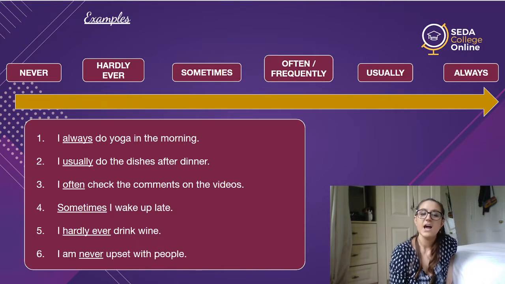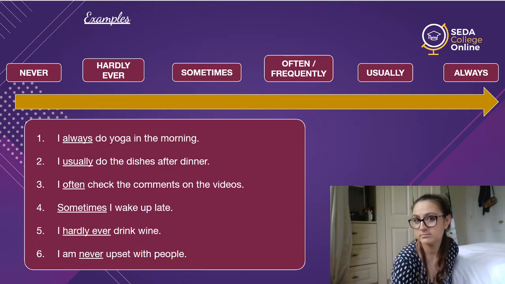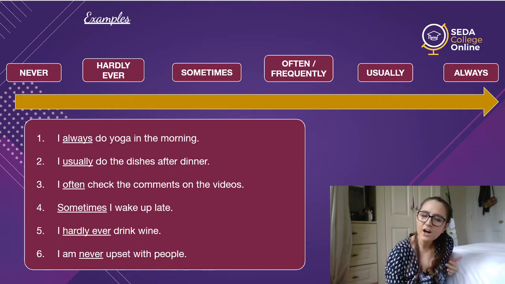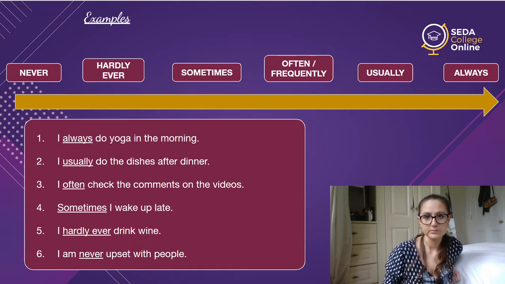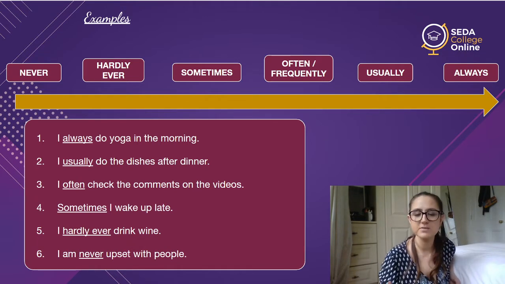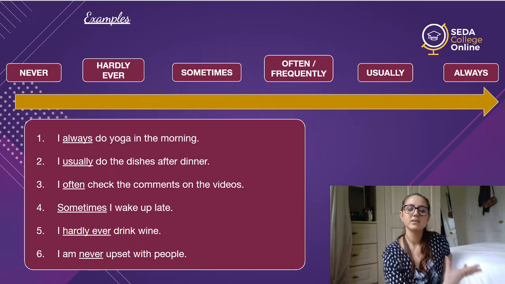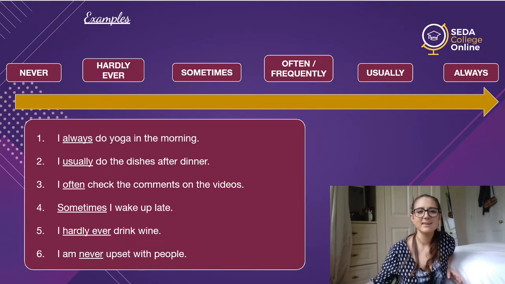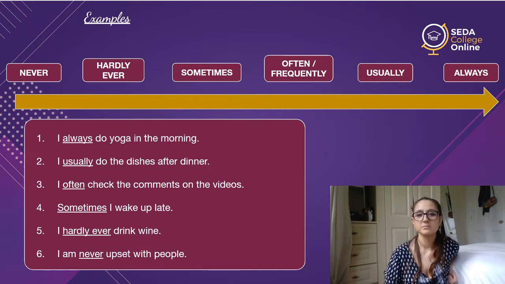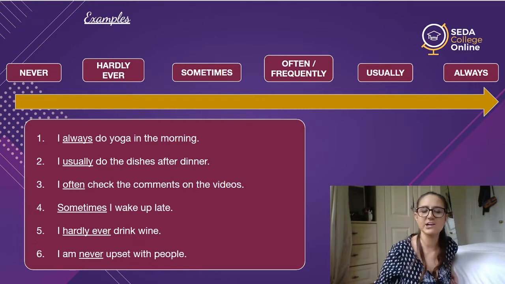Number 5, I hardly ever drink wine. So it's not never, but it's not sometimes. It's hardly ever I drink wine. Or number 6, I am never upset with people. I don't get upset. I am never upset. So I am never upset with people. I'm a cool person. I go easy. I'm never upset. You're zen. Your chakras are aligned.